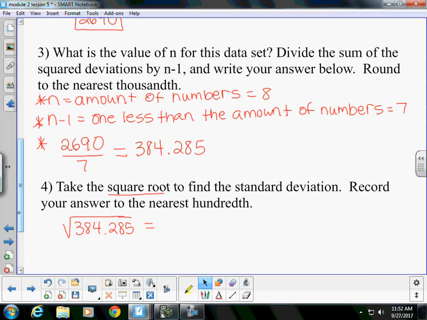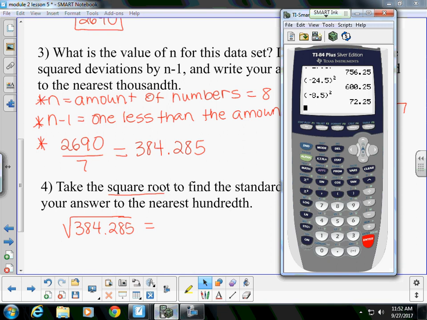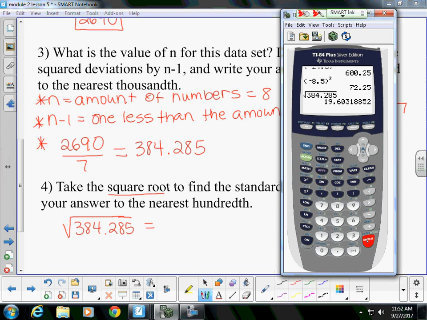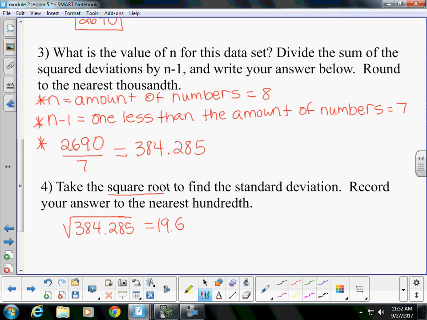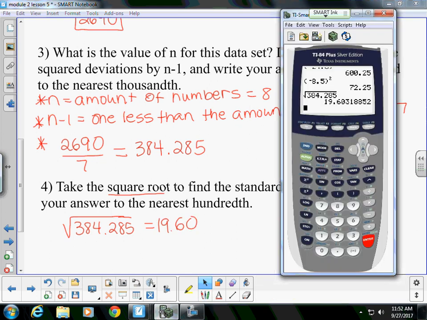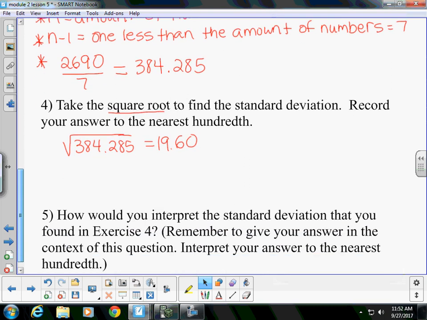Okay, so what that's going to look like in my calculator, instead of squaring it, I said you wanted to hit the second key and the squared key, and that gives us a square root symbol. So I'm going to type inside that square root symbol 384.285, equals, and I got 19.60. Yep, and that's taking it out to the nearest 100. And that's how you find the standard deviation.